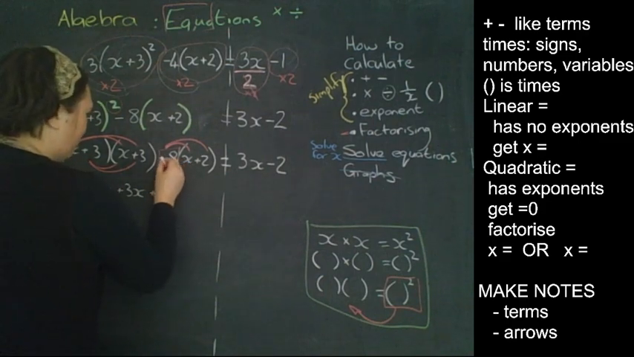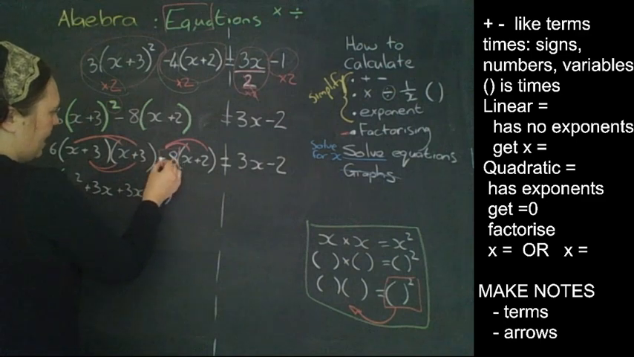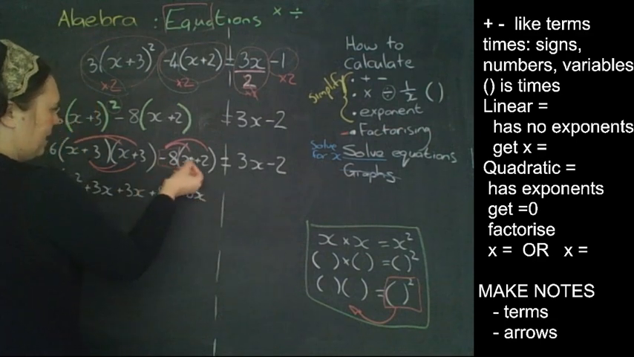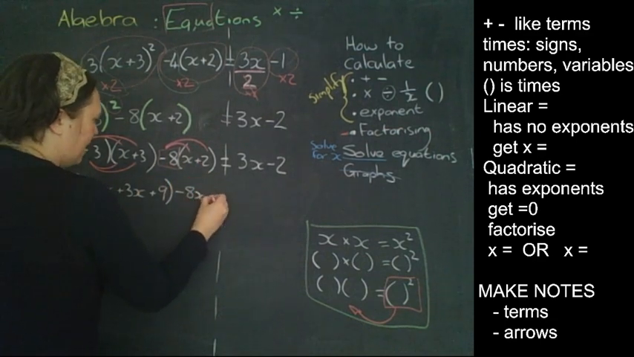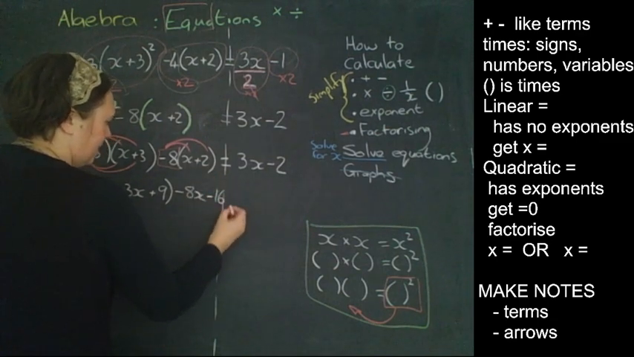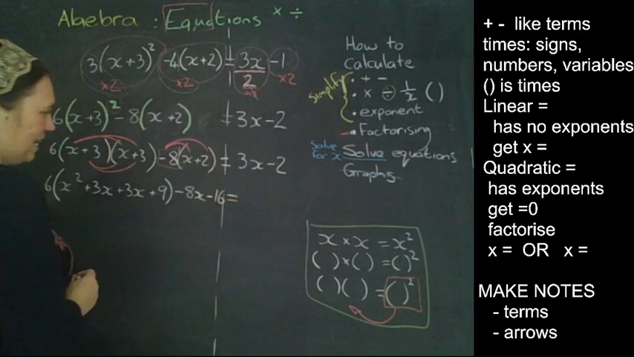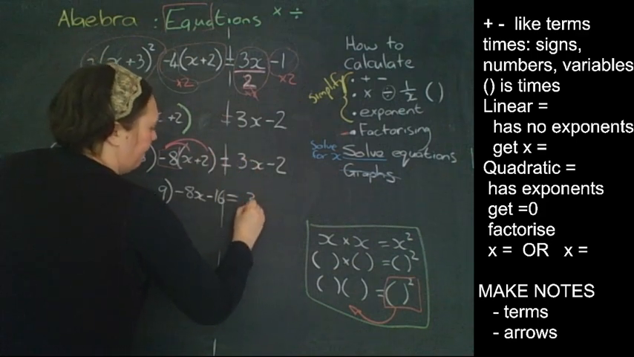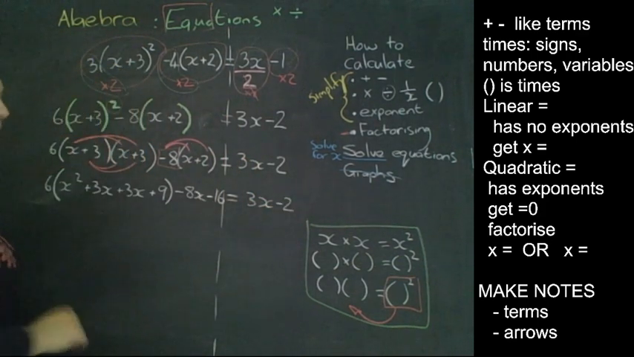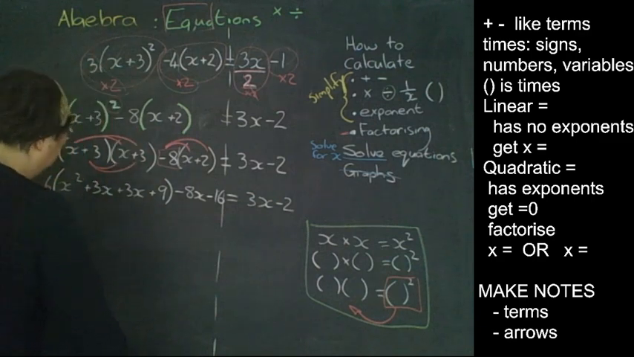Okay, here we've got minus 8 times x is minus 8x. Minus and plus is minus. 8 times 2 is 16. On the other side, we did nothing. Stays exactly the same. But now we still have a bracket.